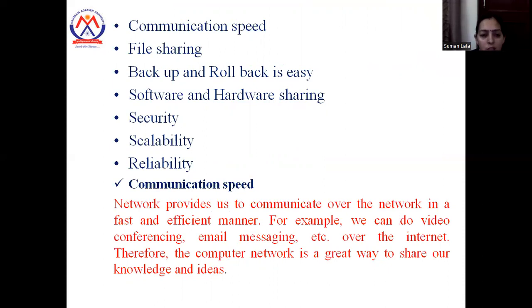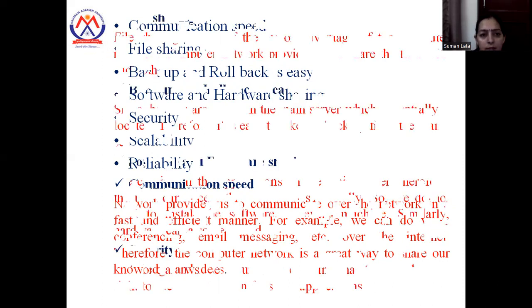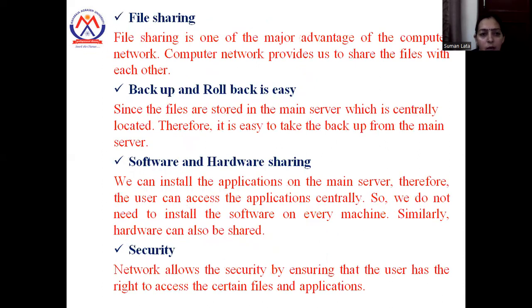First is communication speed. Network allows us to communicate over the network in a fast and efficient manner. For example, we can do video conferencing, email messaging, etc. over the internet. Therefore, the computer network is a great way to share our knowledge and ideas. Next is file sharing. File sharing is one of the major advantages of computer network. Computer network allows us to share files with each other.